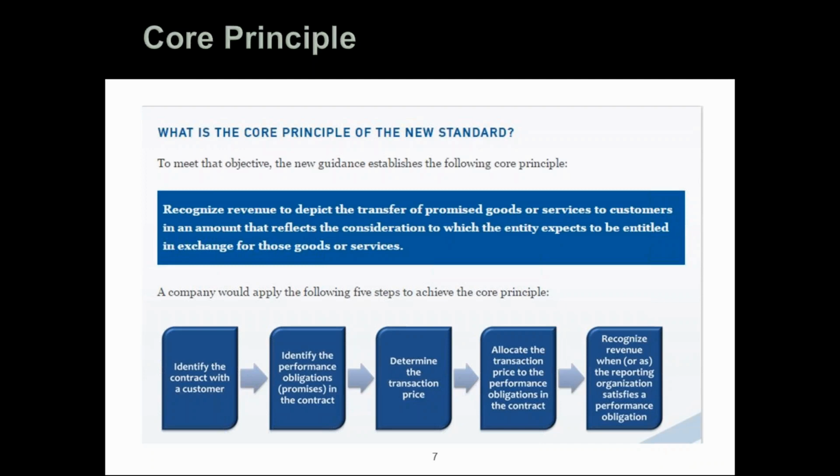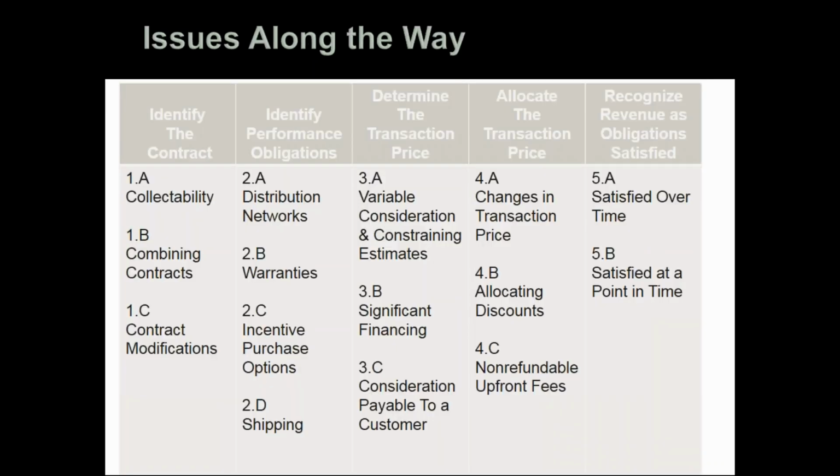So the principle, those 5 steps, are putting you in a position to recognize the revenue that depicts the transfer of promised goods or services to customers in an amount that reflects the consideration that you're expected to be entitled to in exchange for those services. It sounds fairly straightforward. It sounds logical. What we'll talk about as we go through this presentation are that there are complexities and challenges at every step along the way, and those include the items listed here, and we're going to get into those in more detail as we walk through each of the 5 steps of the process.